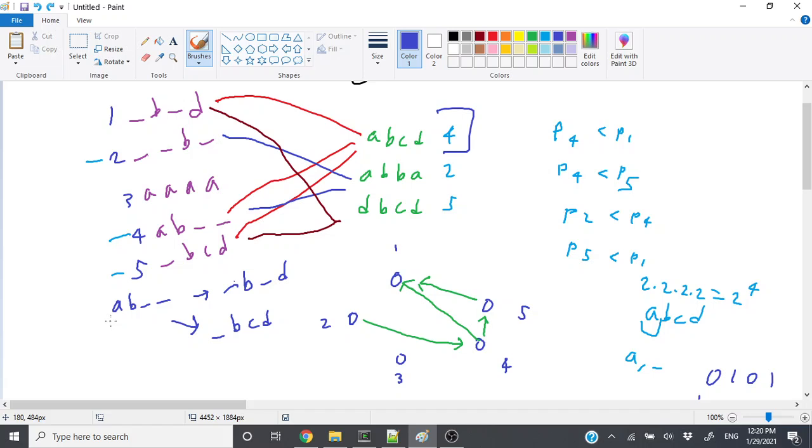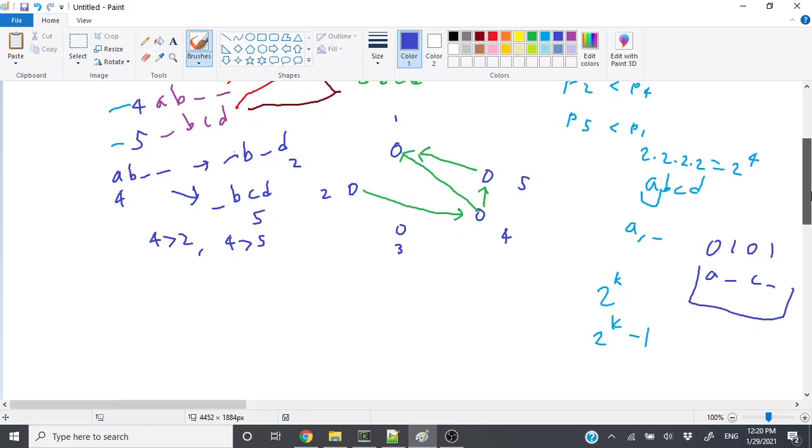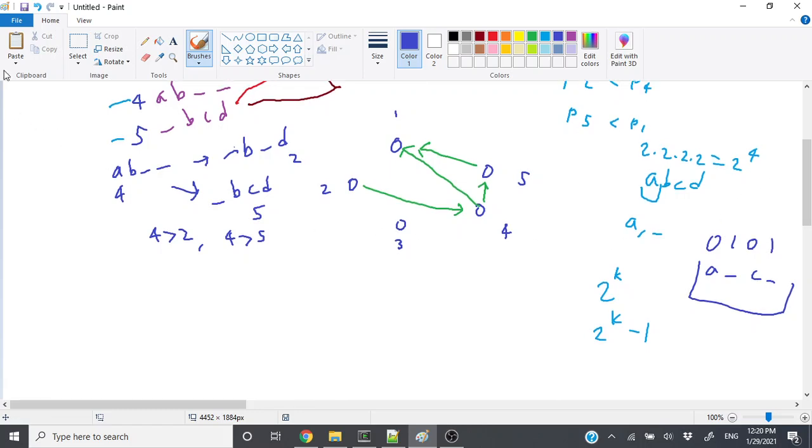Or you can simply convert these to indices. We can say this is index 4, this is index 2, this is index 5, and just find the reverse of the indices based on the strings. And then say that 4 must be greater than 2 and 4 must be greater than 5, and do it that way. Either way works. Then just do a topological sort and be done. And that gives you the ordering you want.